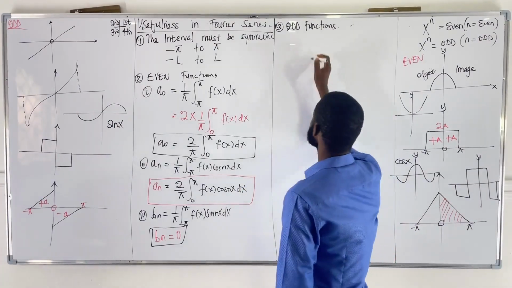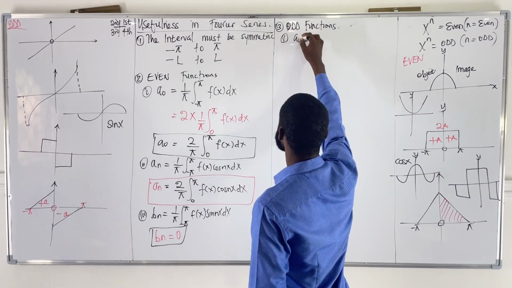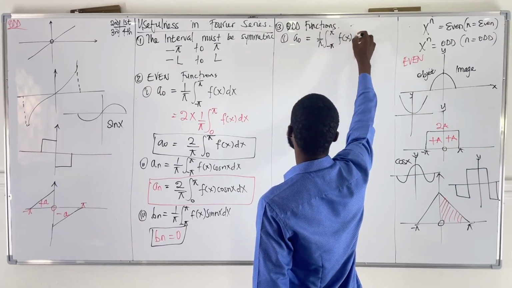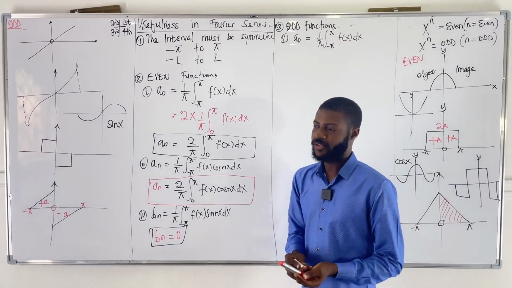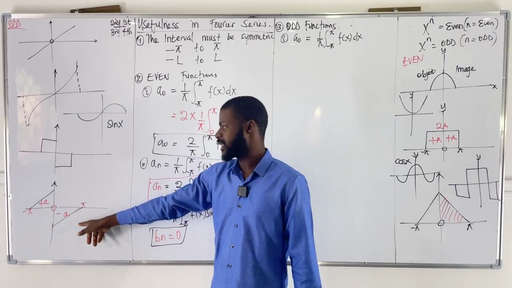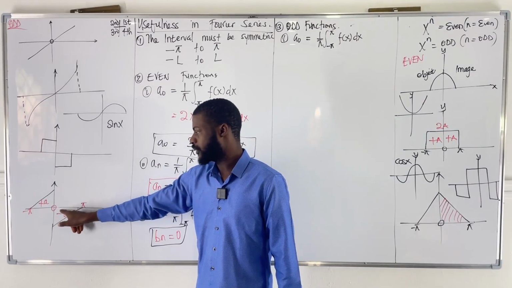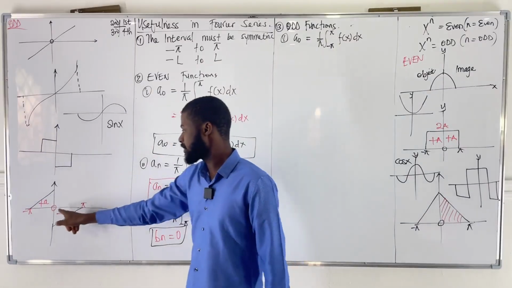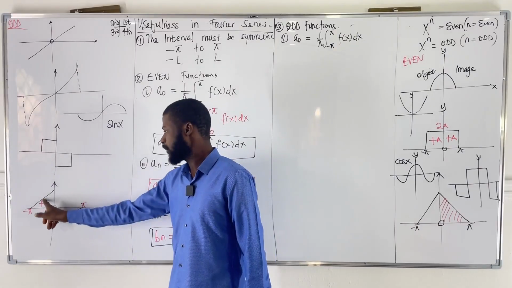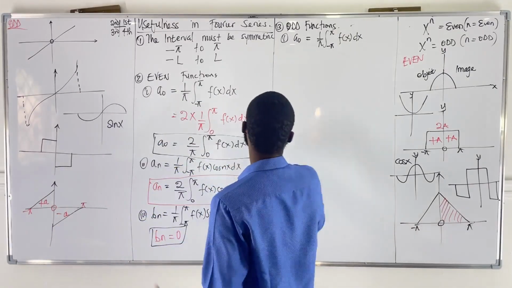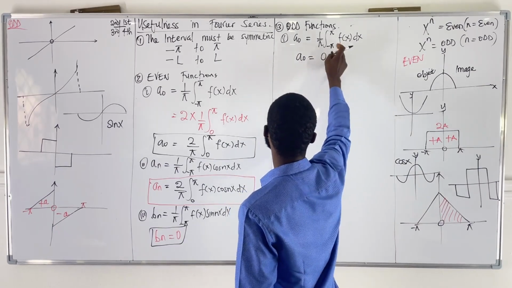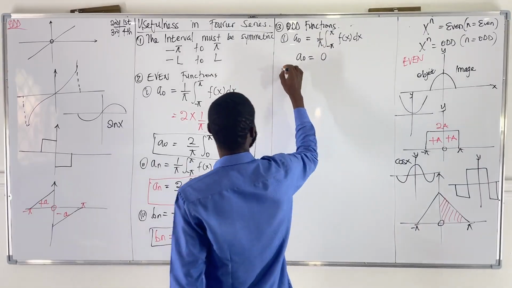So for odd functions, let's start with the first one, a naught. So we have 1 over pi integral from minus pi to pi of f of x dx. So that's an odd function. If you integrate an odd function, what happens? Remember, we've explained it here. I don't think there's need for me to do that again. This is an odd function. So this can be modeled by this. So if this is an odd function, the area will be 0 because this plus a and this minus a will cancel out. So a naught is going to be 0. I don't think I should stress myself with that because the area is 0. 0 times 1 over pi is still 0.